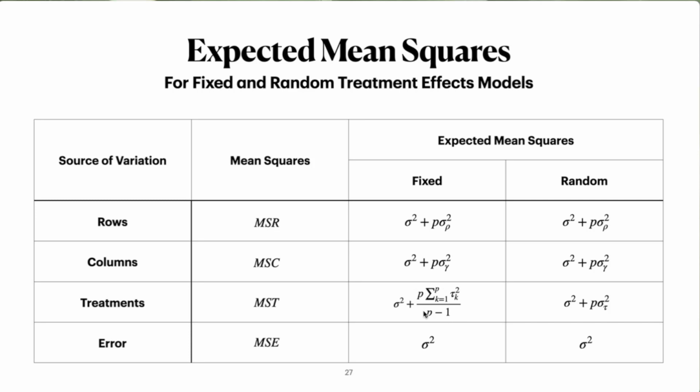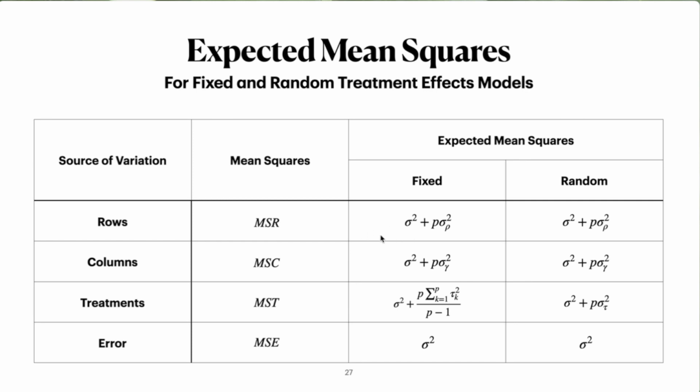Under the particular parameterization that we're looking at, the tau sub k's sum up to 0, so if at least one is non-zero, then there are at least two. So if any of the tau sub k's are non-zero, then the expected value of MST is going to be something larger than sigma squared. And so if we want to test the hypothesis that the taus are all 0, the appropriate way to do that is to form the test statistic by dividing the MST by the MSE, and that's based on an evaluation of these expected mean squares.